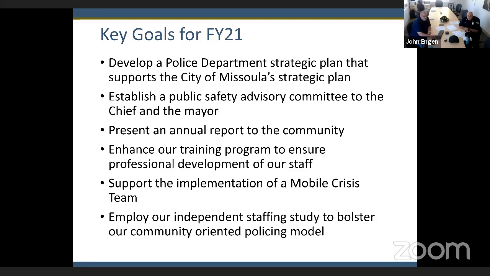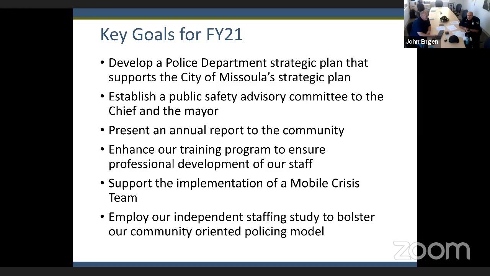And finally, we'll talk a little bit about the independent staffing study. So it's still in draft form, but the fundamental piece of that staffing study is that the department is adequately staffed at this point in time to make sure that we have the community-oriented policing model. So what does that mean?